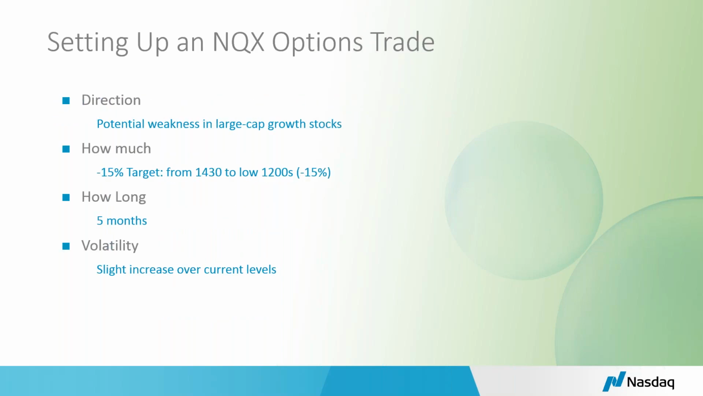Well, in terms of setting up today's NQX example options trade, we provide a scenario where after a year in which we've seen equities rally considerably since the starting gates in January, we're looking now at about the mid-year term of a potential weakness in large cap growth stocks. So in terms of how much, we're essentially putting a trade idea together of a 15% decline from current levels of NQX, again at 1430, to the low 1200s. And in terms of time frame, we're basically looking at placing this trade for the remainder of the year into December, so a little more than 5 months. And with regard to a view on volatility, probably a slight increase over current levels, but not a radical increase.